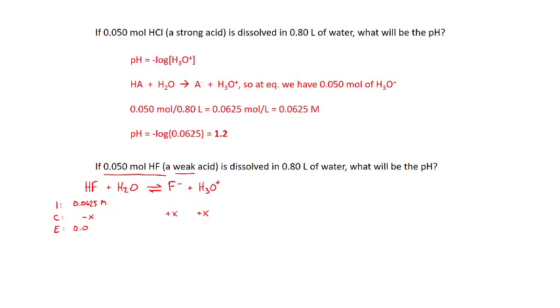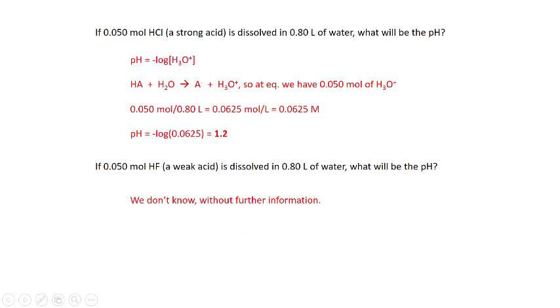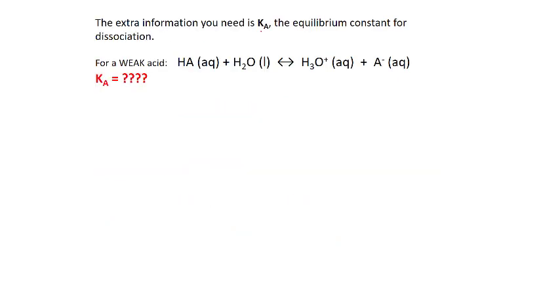So at equilibrium, we will have a certain non-zero amount of HF, and we will have X amount of F- and H3O+. So now the question is, how do we solve for X? Well, in order to solve for X, you need more information. We need to know what is the equilibrium constant for this reaction. Right, so that extra information we need is Ka.